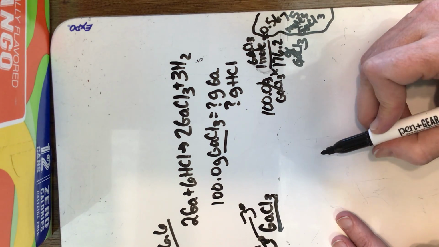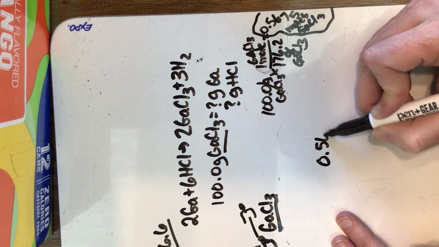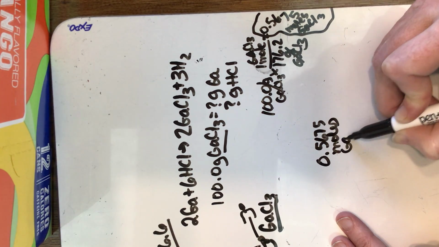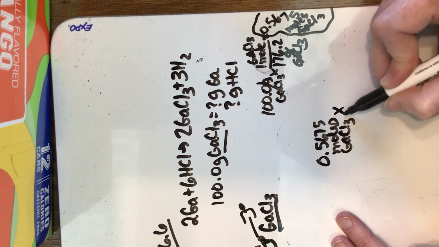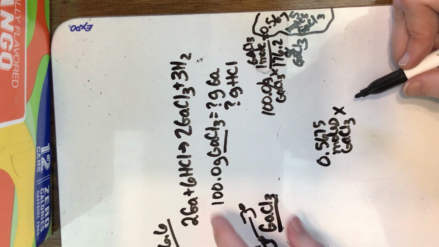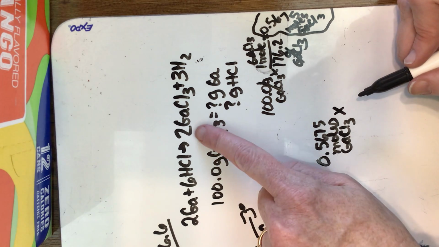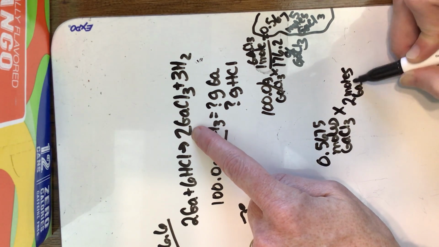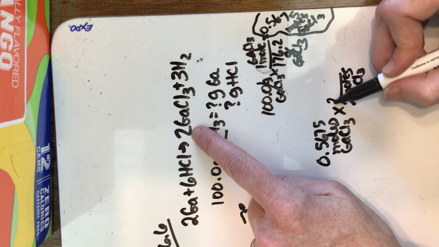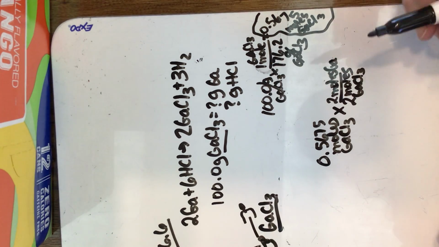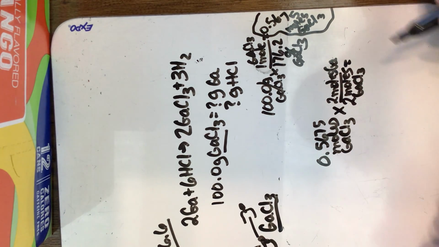Okay? So I know that I have 0.5675 moles of GaCl3, and I want to go to my equation and see how that compares with just the gallium. Well, there's 2 moles of GaCl3 for every 2 moles of gallium. So essentially it's like I'm taking that times 1.